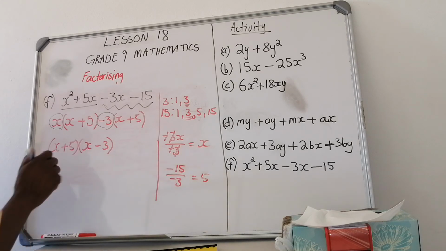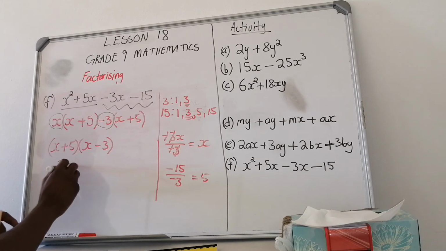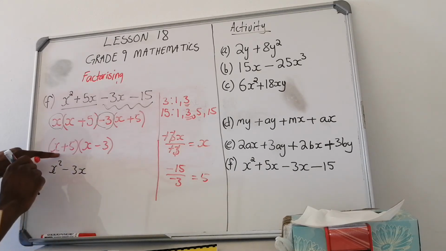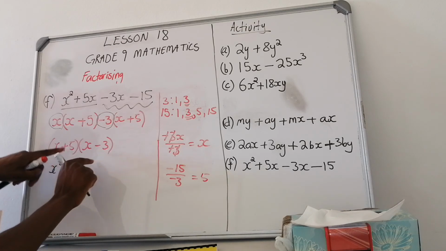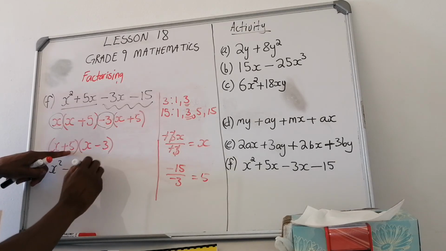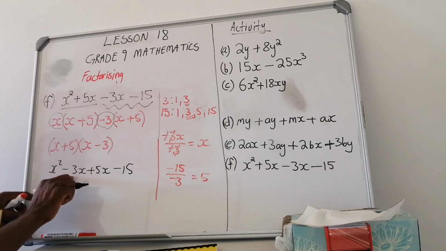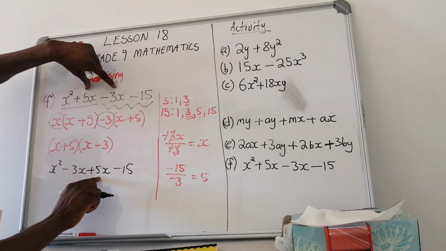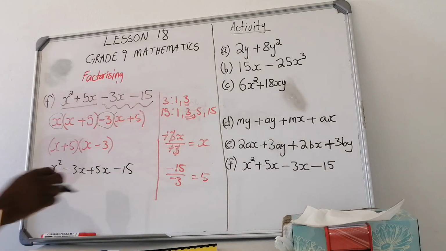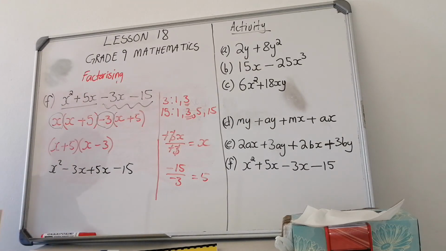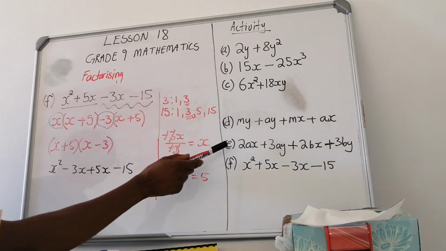What is x times x? That is x squared. What is x times negative 3? Is negative 3x. So once I'm done multiplying this with all that, I should now move to this one with everything there. 5 times x is positive 5x, and 5 times negative 3 is negative 15. So don't worry about the order. So minus 3x plus 5x is the same thing as plus 5x minus 3x. Exactly the same thing.